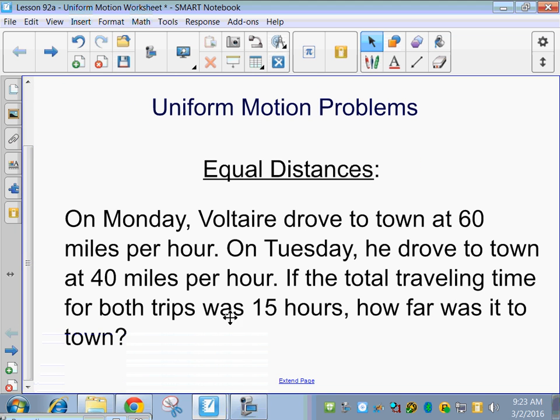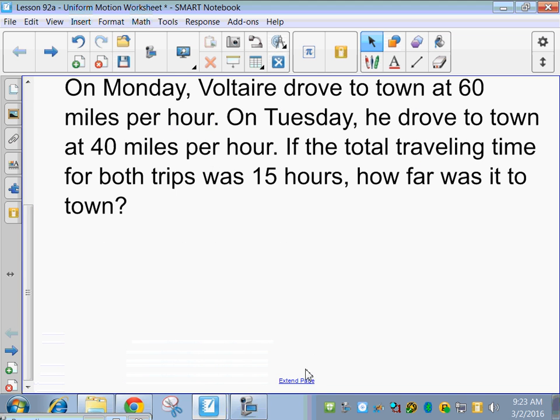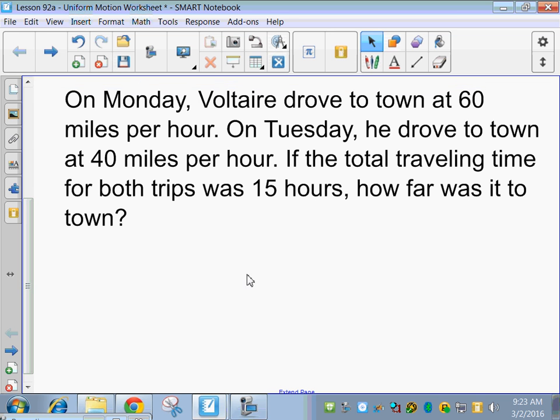other types of problems. So on Monday, Voltaire drove to town at 60 miles per hour, and on Tuesday, he drove to town at 40 miles per hour. If the total traveling time for both trips was 15 hours, how far was it to town?